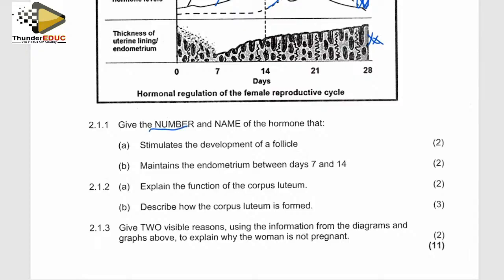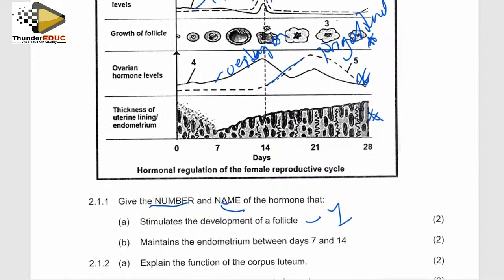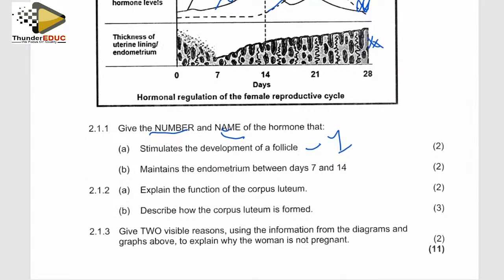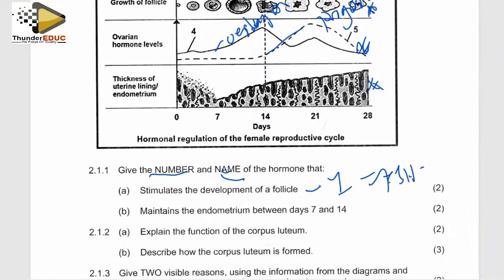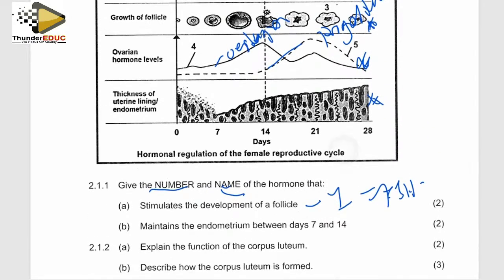Give the number and the name of the hormone that stimulates the development of the follicle. So it is number 1. Why? It is follicle stimulating hormone, therefore it is FSH. They're saying that it maintains the endometrium between 7 and 14 days. So it is estrogen. Remember, we said that it prepares the uterus for implantation by making the uterus thick, vesicular, and granular. Therefore, the answer is 4.